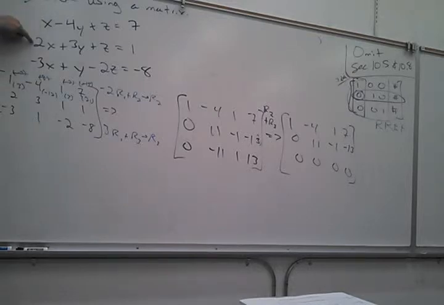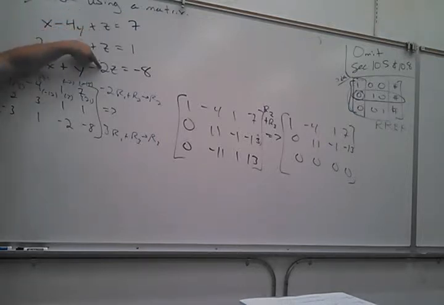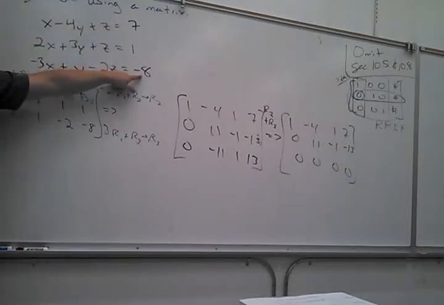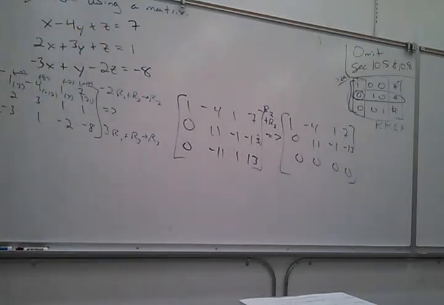X plus 2x was the opposite of that. Negative 4 plus 3, negative 1, is the opposite of that. Z plus Z is 2Z, the opposite of that. 7 plus 1 is 8, which is the opposite of that. But I just made this up randomly. I just happened to be incredibly unlucky because the chances of it happening just out of nowhere.